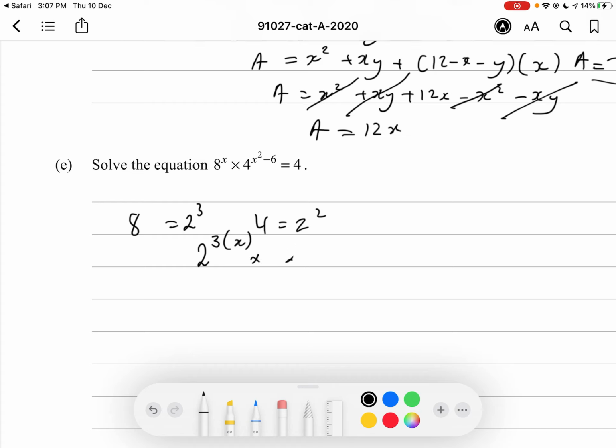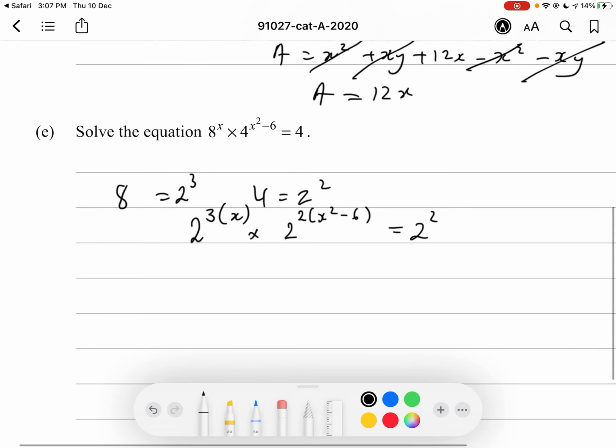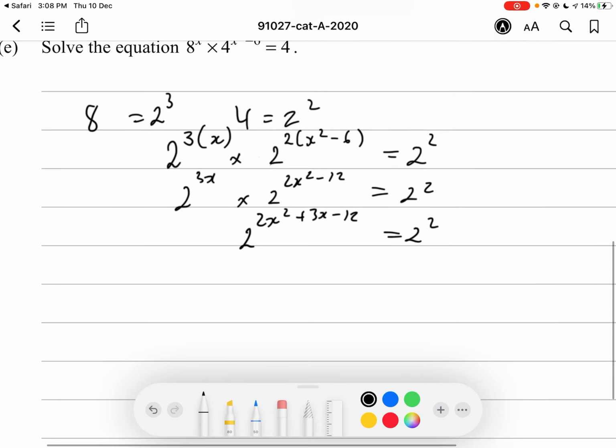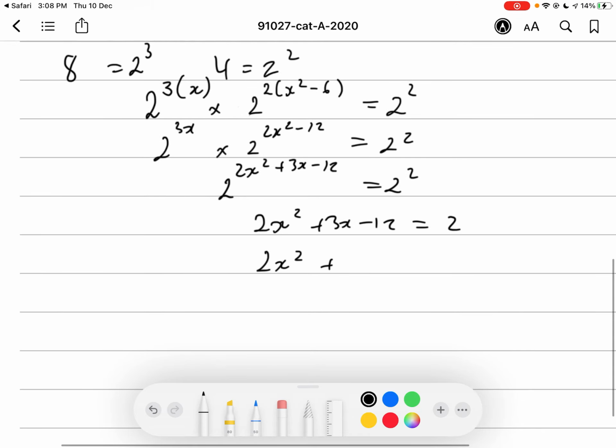If we change 4 to 2 to the power of 2, we can change it to 2 to the power of 2 times x squared minus 6 equals 2 squared. So 2 to the power of 3x times 2 to the power of 2x squared minus 12 equals 2 squared. So now when we multiply the same base, we can just add the powers. So we have 2 to the power of 2x squared plus 3x minus 12 equals 2 squared. We have the same base on both sides, so we can just make the powers equal to each other. So 2x squared plus 3x minus 12 equals 2. And therefore 2x squared plus 3x minus 14 equals 0.